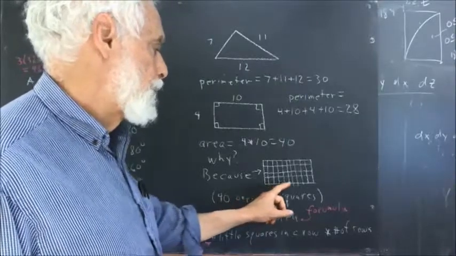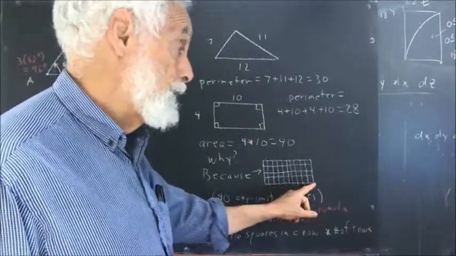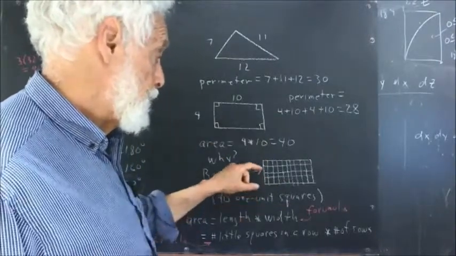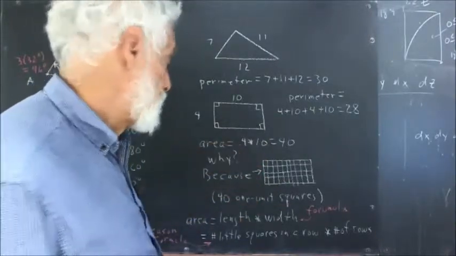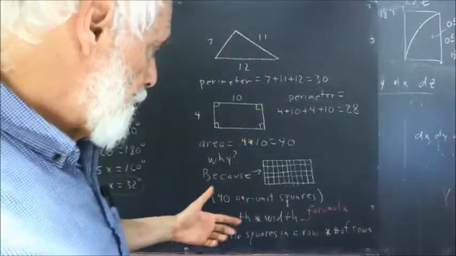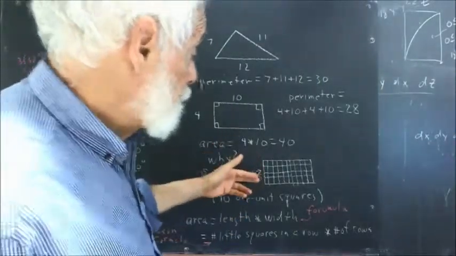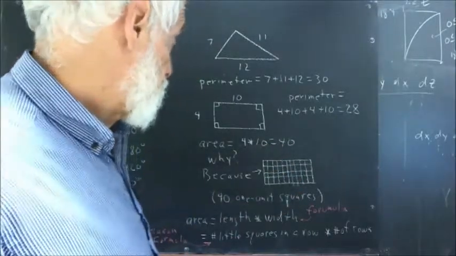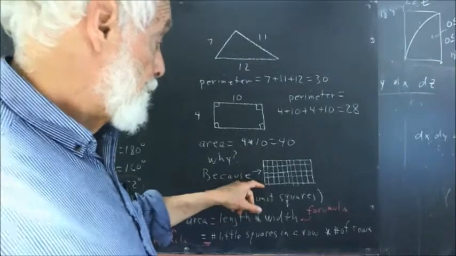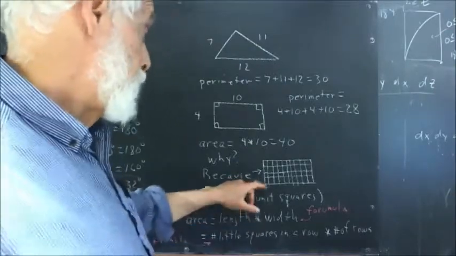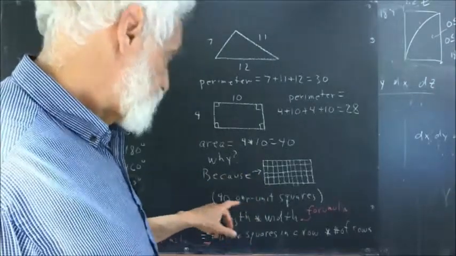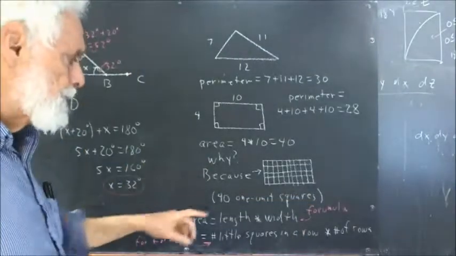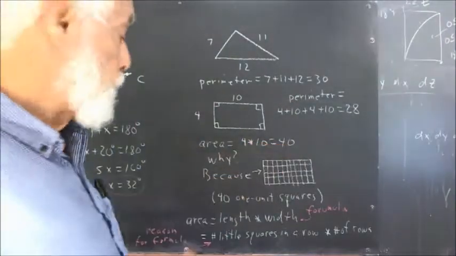So now I have 1, 2, 3, 4, 5, 6, 7, 8, 9, 10 units here, which matches the length of the rectangle. I have 1, 2, 3, 4 units here matching the width. What I have now is 4 rows, each with 10 blocks in it. So there are 40 of these little blocks. Each of these little blocks is 1 unit by 1 unit, giving us 40 one-unit squares. That's why the area is 40.